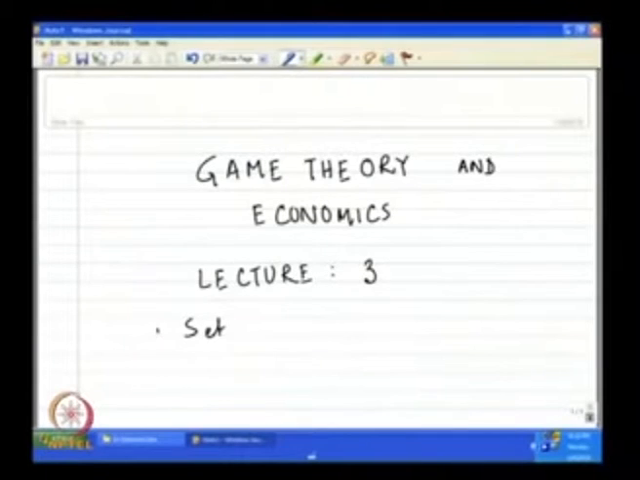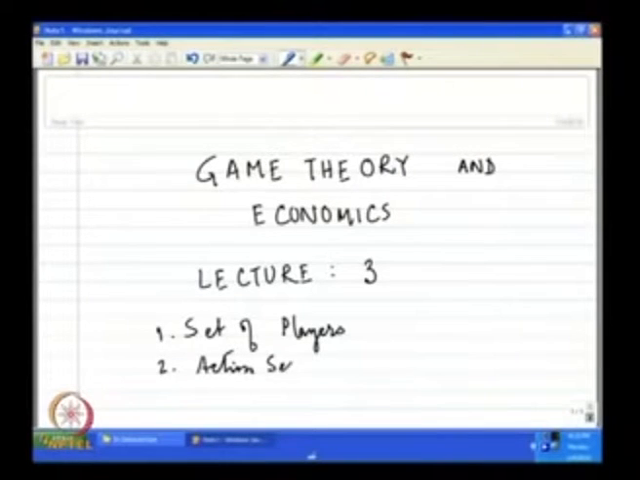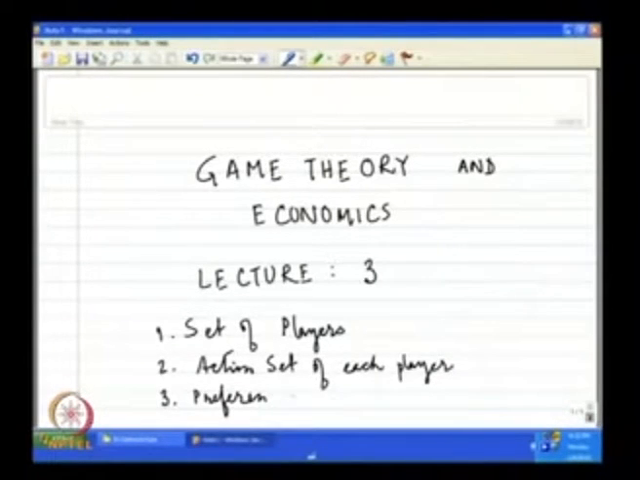Number 1, the set of players. Two, action set of each player, and 3, preferences of players. So, if we have an idea about these 3 primary elements of a game, then that game can be represented as a strategic game.